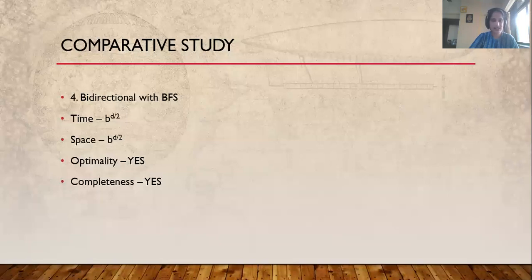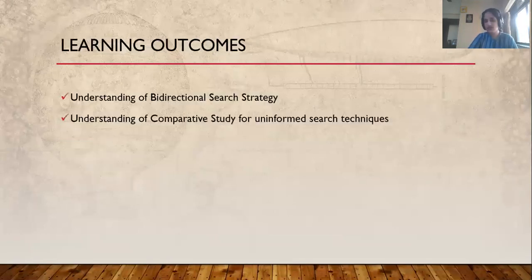So that is about the comparative study. Once we know another search mechanism, the last uninformed search category, we can understand its time, space, optimality and completeness, and thereby at the end we can have a whole perspective of the different uninformed search techniques and their comparative study. So today we understood the bidirectional search strategy, and also the comparative study for different uninformed search techniques.